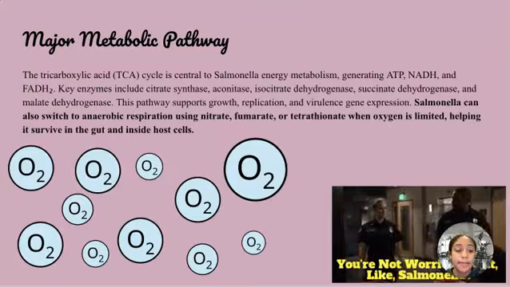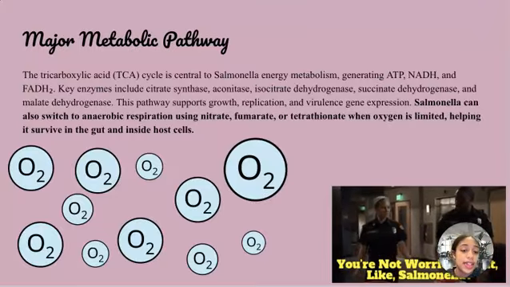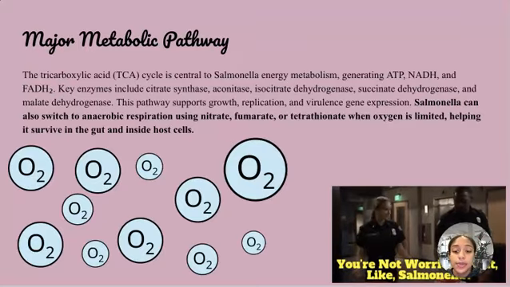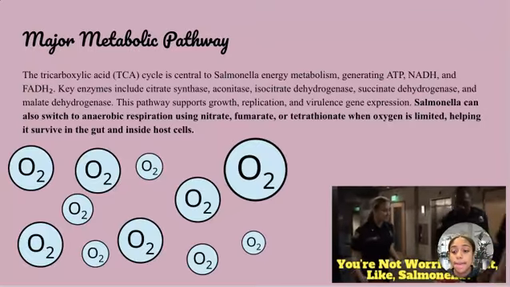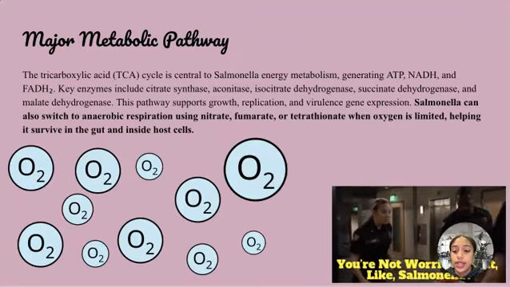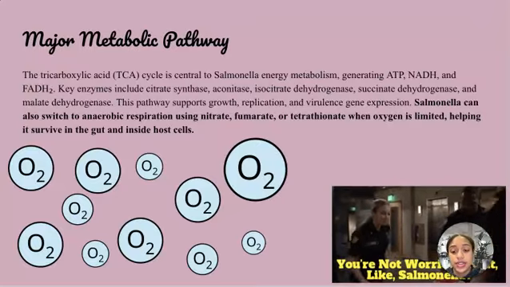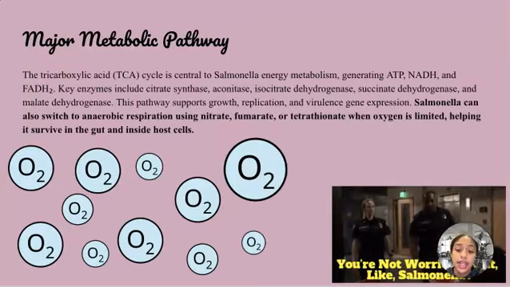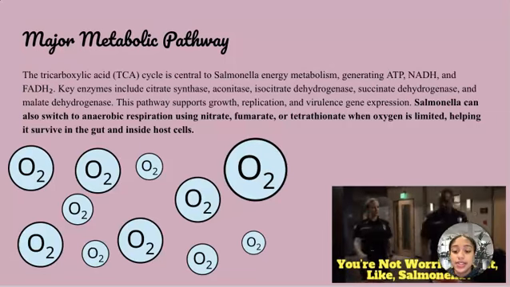Major metabolic pathways. One important pathway in Salmonella is the TCA cycle, as we discussed this semester, which helps produce energy and metabolic intermediates. What makes Salmonella successful is its ability to switch from using oxygen to using alternative electron acceptors like nitrate or tetrathionate. This lets it survive inside the gut where oxygen levels are low.